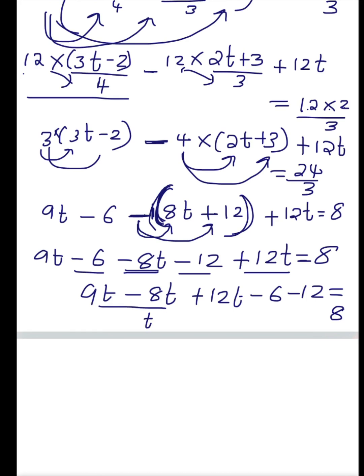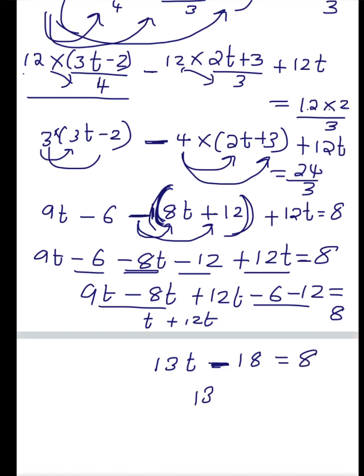90 minus 8t is t. Now t plus 12t is what? 13t. Okay, so 13t. Now what is minus 16 minus 12? It's minus 18. So 13t minus 18 is equal to 8.